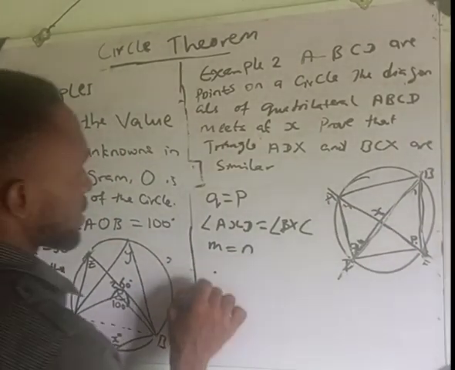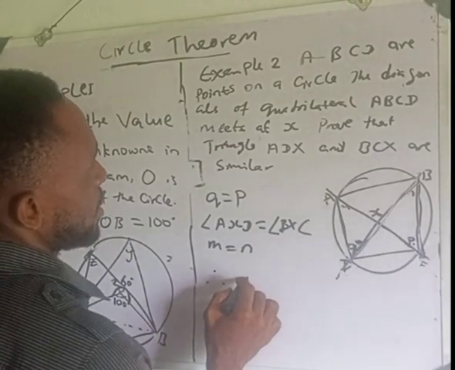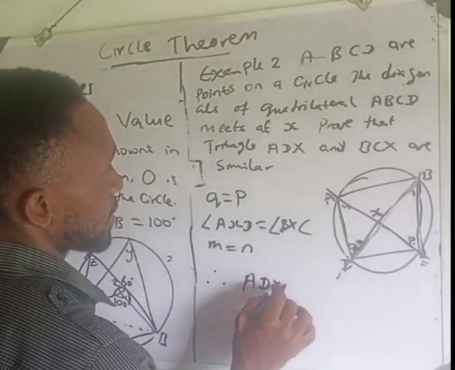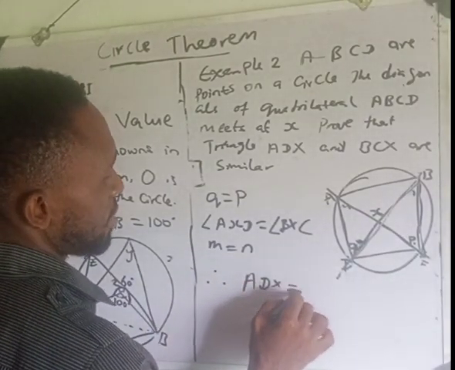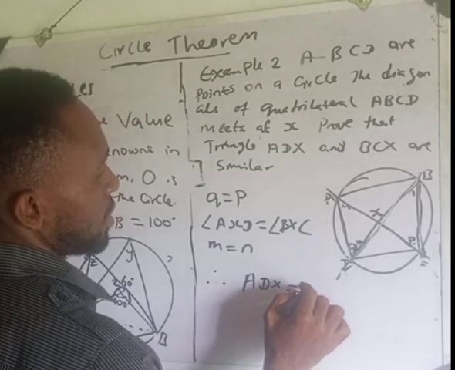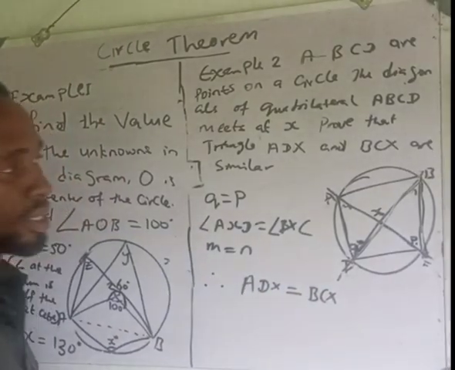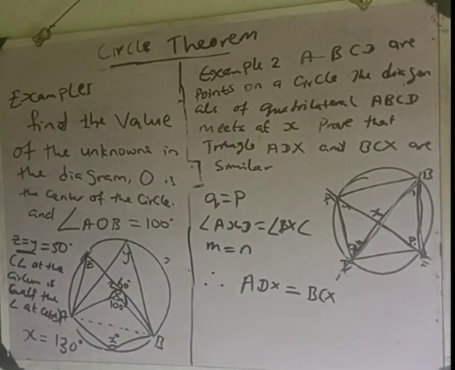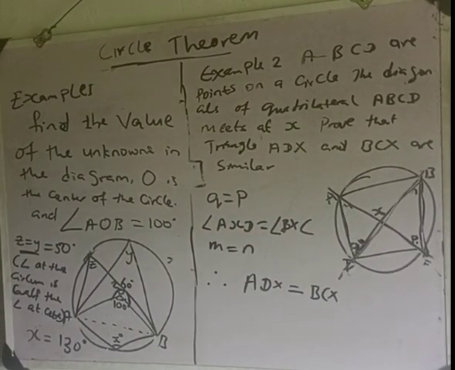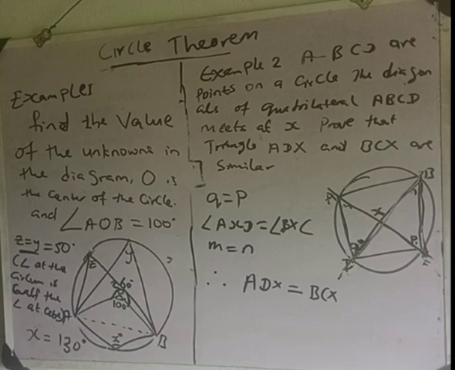Then we can conclude that ADX is the same thing as what? BCX. The two triangles are similar, rather. They are similar. Is that okay?